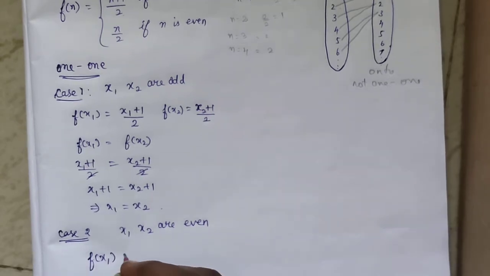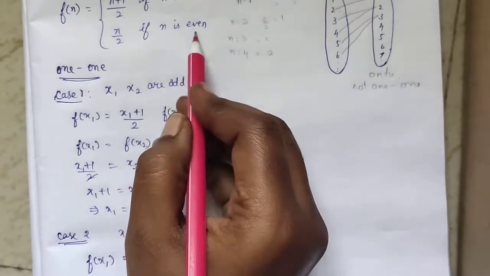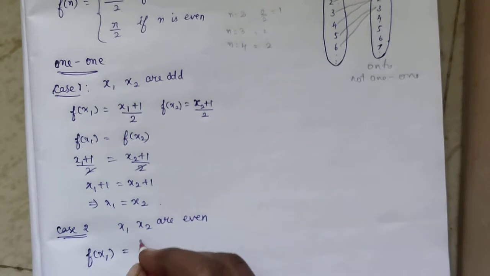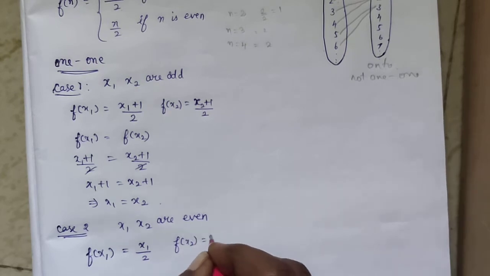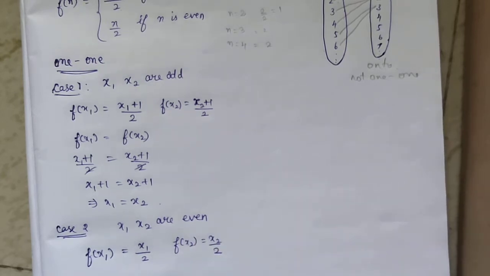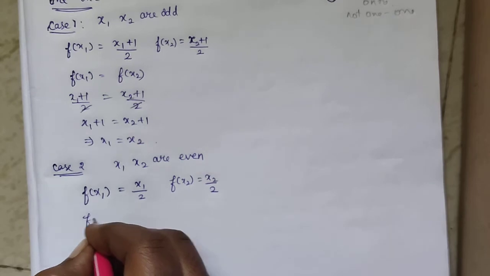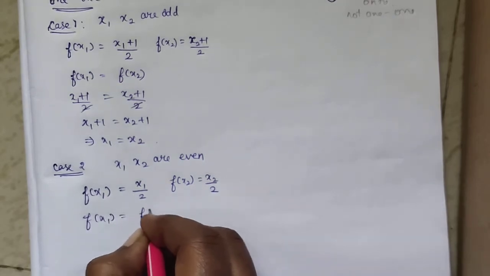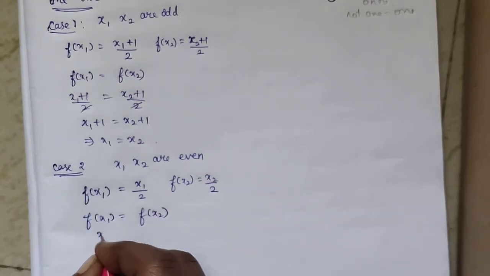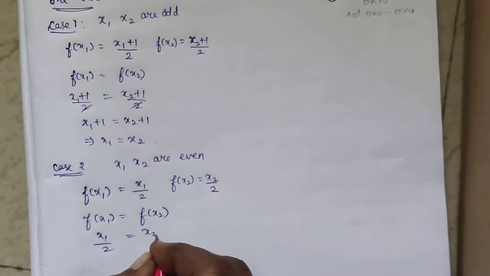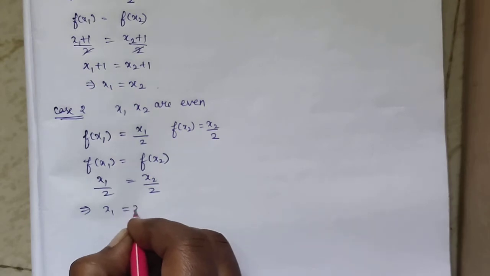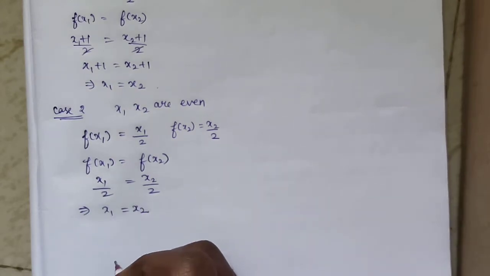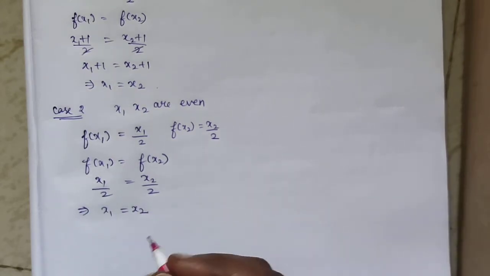f of x1 is equal to x1 by 2, since for an even number we have to take n by 2. f of x2 is equal to x2 by 2. Now f of x1 is equal to f of x2, that is x1 by 2 equals x2 by 2. This implies x1 is equal to x2. In case 2 also I got x1 is equal to x2.